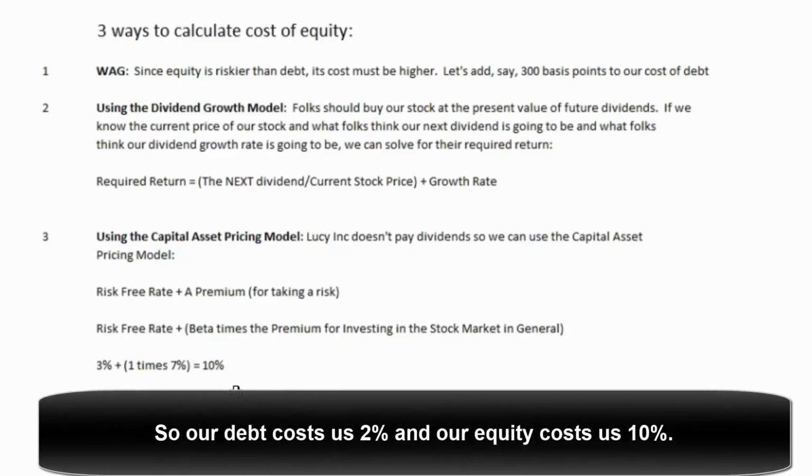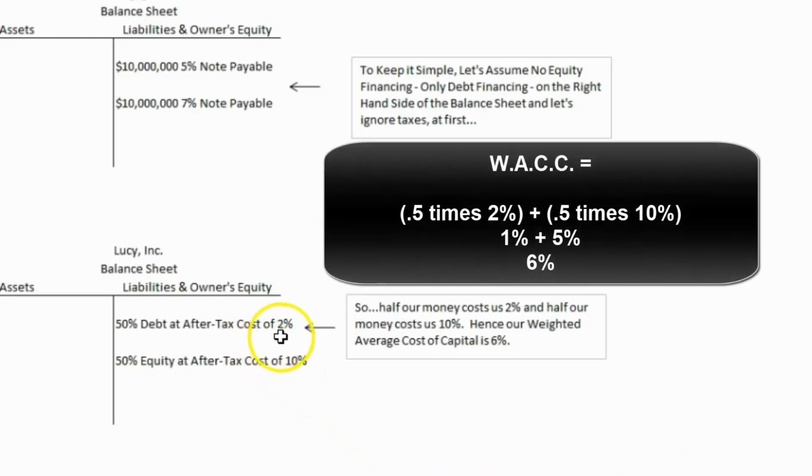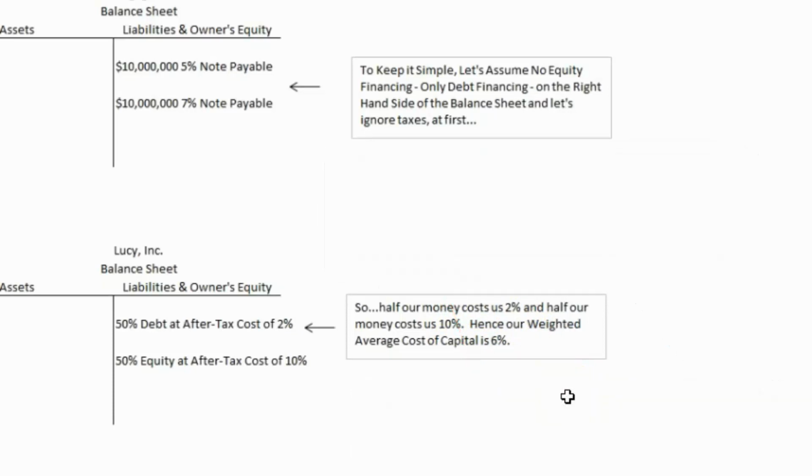So now half our money costs us 2%, half our money costs us 10%. So to find our weighted average cost of capital, 50% times 2 is 1, 50% times 10 is 5, 1 plus 5 is 6. If there were more debt, this 2% would get a higher weight. If there were less debt, it would get a lower weight. So our weighted average cost of capital is 6%. If our money costs us 6%, we want to invest in projects that earn more than 6%.